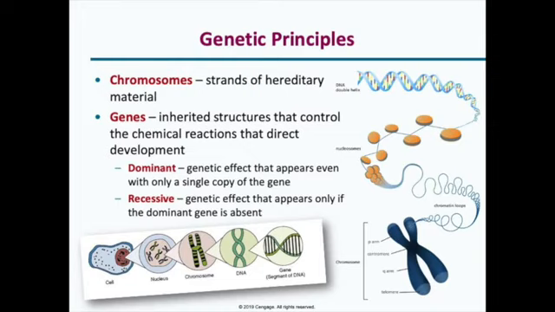Sections along each chromosome, known as genes, control the chemical reactions that direct development. To explain the concept of genes, educators often use an example such as eye color. If you have either one of two genes for brown eyes, you will have brown eyes because the brown eye gene is dominant. That is, a single copy of the gene is sufficient to produce this effect. The gene for blue eyes is recessive. Its effects appear only if the dominant gene is completely absent. You have blue eyes only if you have two genes for blue eyes.